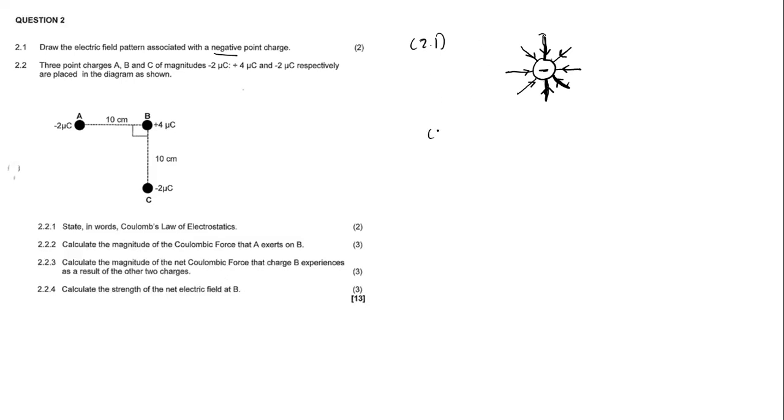All right. Now we move to 2.2. It reads as follows. It says three point charges, A, B, and C of magnitude -2 microcoulomb, +4 microcoulomb, and -2 microcoulomb respectively, are placed as shown in the diagram. One thing that I do not like, immediately when I see my unit in centimeters, I convert them, okay? So remember, from centimeters to meters.